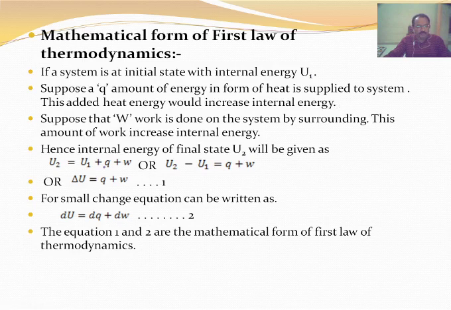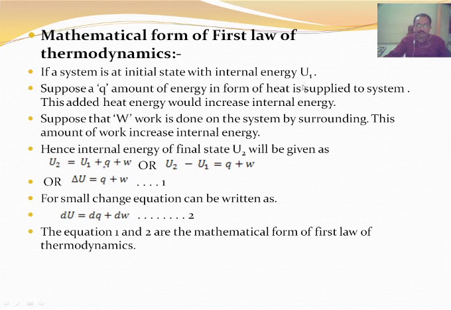Suppose that W work is done on the system by the surrounding. Work is done on the system by the surrounding. That is the compression type of work. This also increases the internal energy. This amount of work increases the internal energy. Hence, the internal energy of the final state.